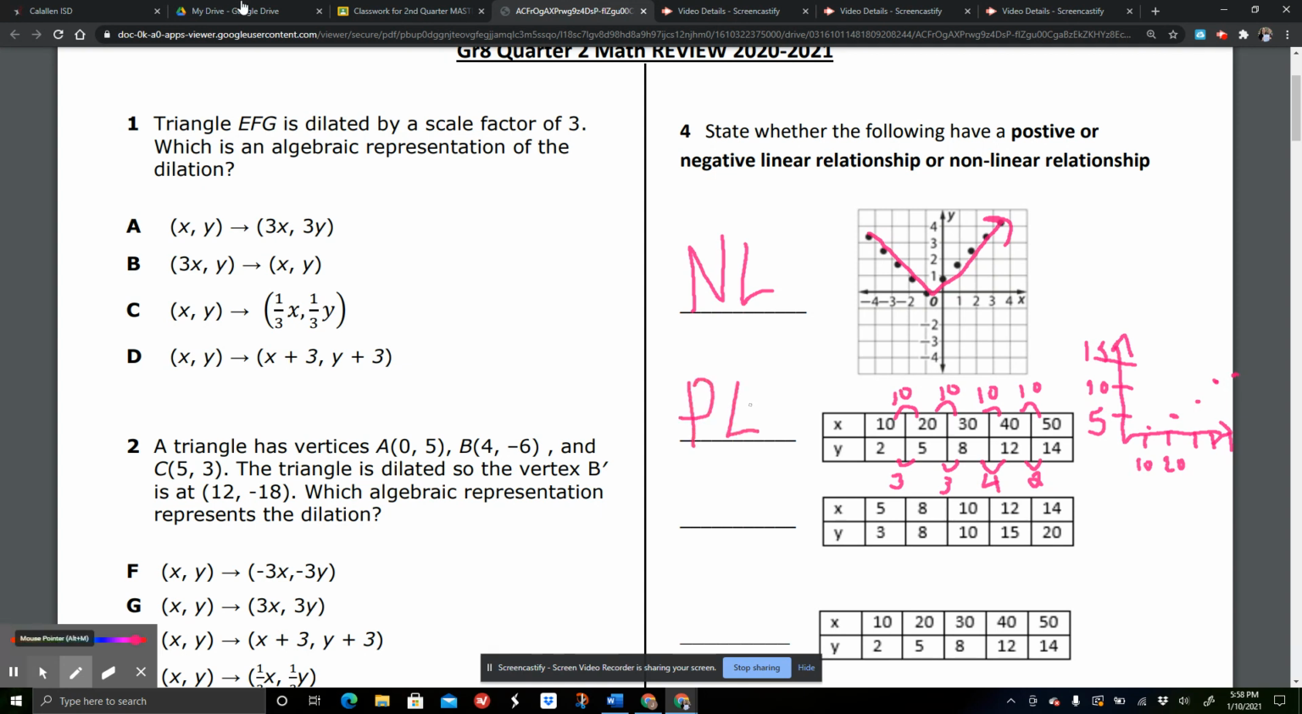Now, if I move on to the next one, let's see, this is going up by 3 and up by 2 and up by 2 and up by 2. So that's reasonably close. Then I have an increase of 5 and an increase of 2 and an increase of 5 and an increase of 5. So they're both increasing and they're both at a relatively constant rate. They have a few that kind of skip around, but for the most part, it is a positive linear relationship.